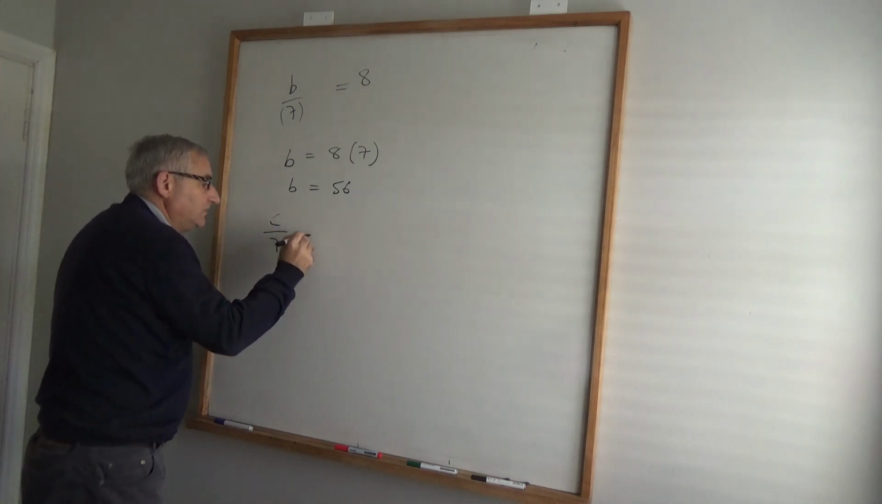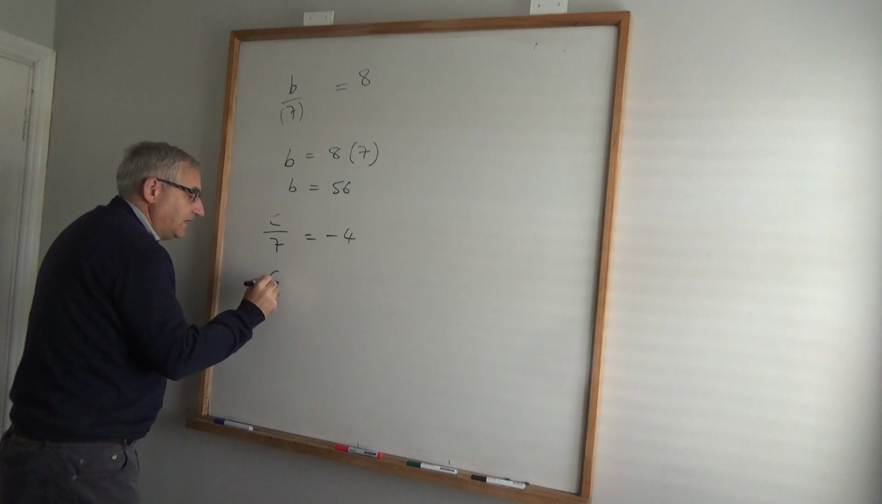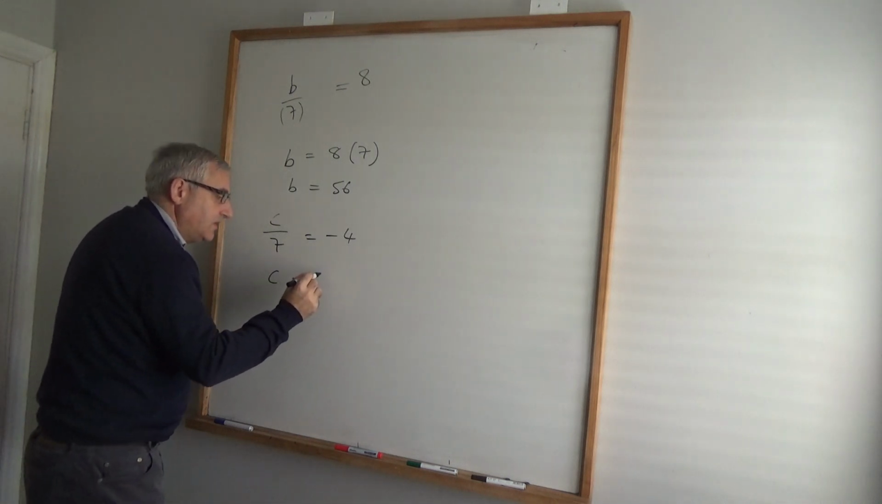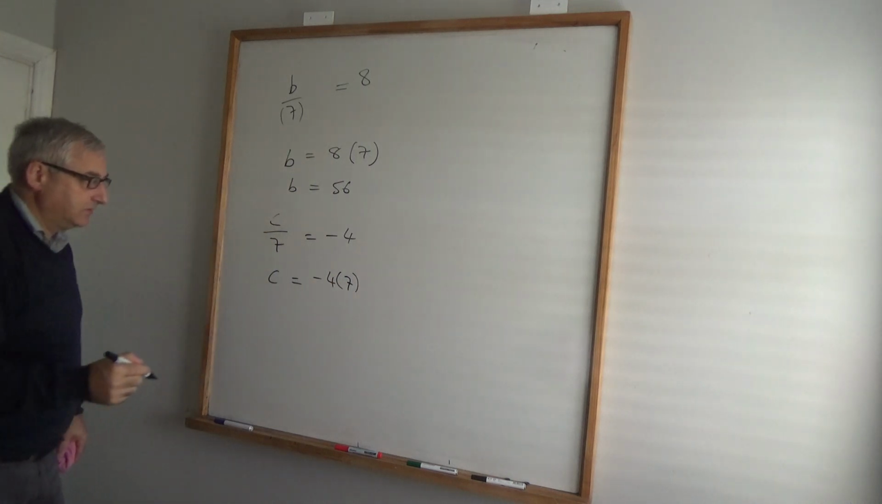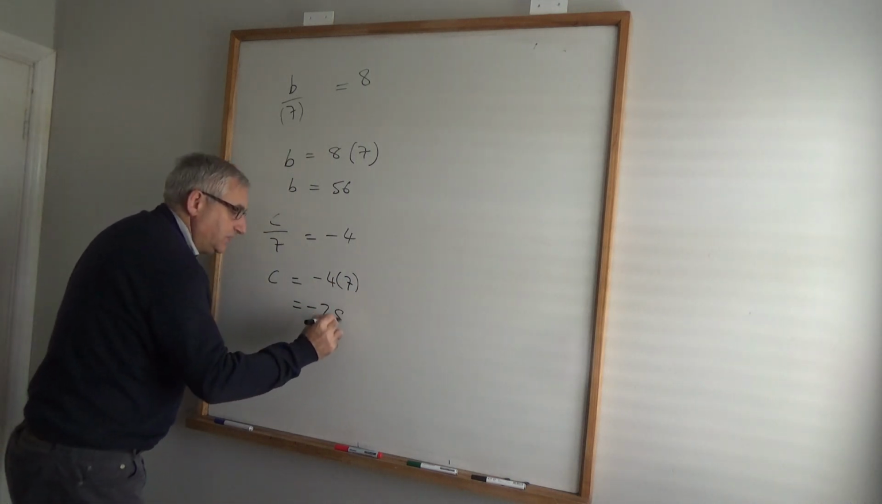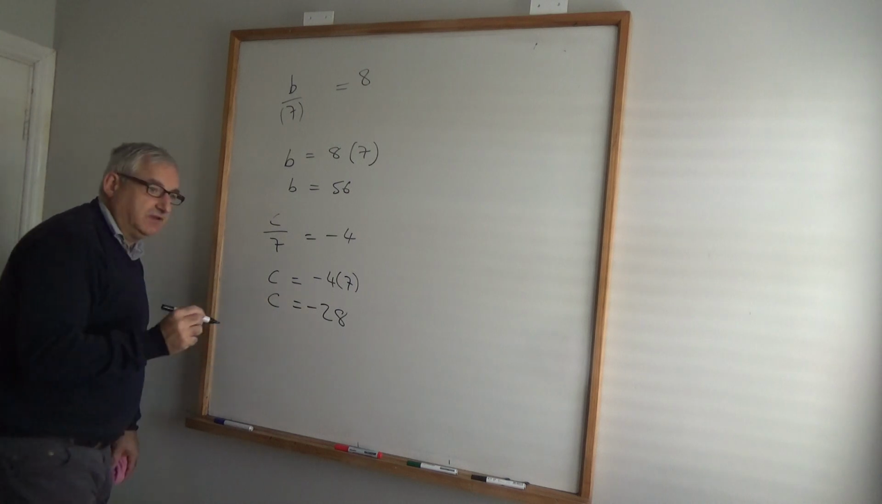C over 7 equals negative 4, and I'll start skipping the bracketing step. We'll get minus 4 times 7. When I bring it up, I'll have it bracketed. Okay, equals negative 28, as in C equals negative 28.